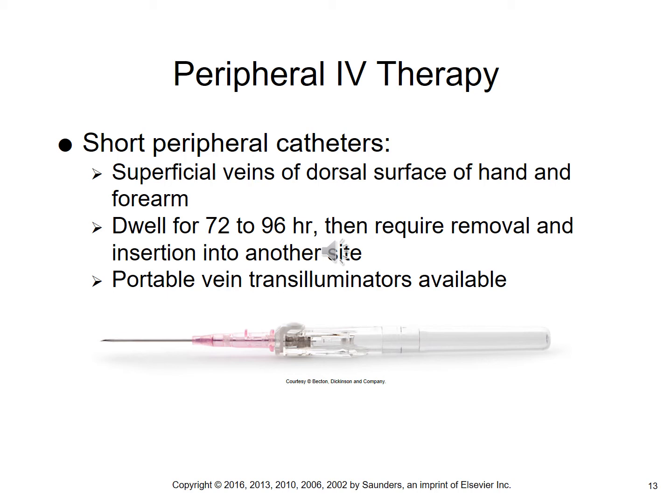Now, in order to know that you're in the right place, there's a couple of things that we could utilize to check to see if our catheter is actually in the vein. We can use transillumination, and there's a good figure in your book. There is an illuminator on figure 13-3.